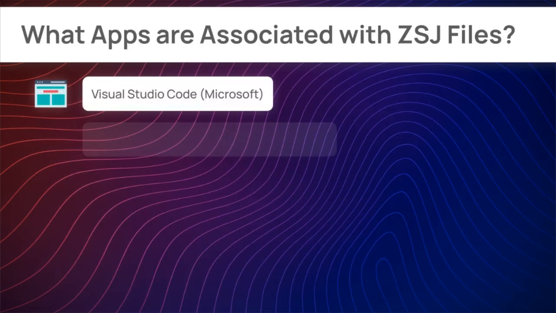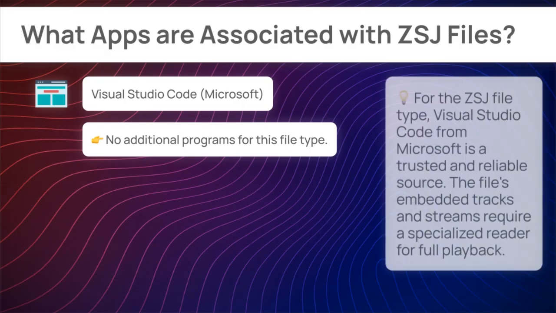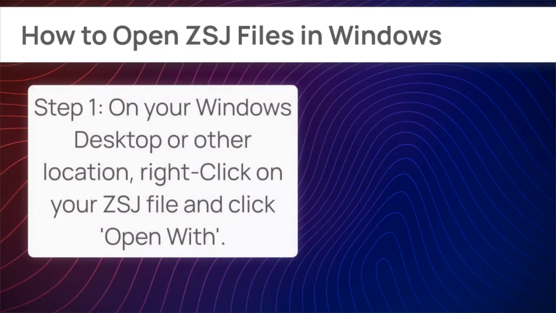For reliable opening, Visual Studio Code by Microsoft offers the best solution for ZSJ. The file's embedded tracks and streams require a specialized reader for full playback. Windows does not natively run scripting languages, so execution requires external programs. We're testing the file structure now.